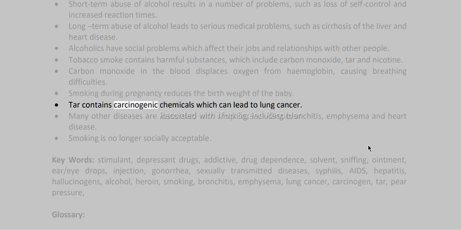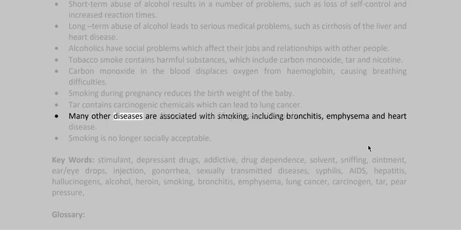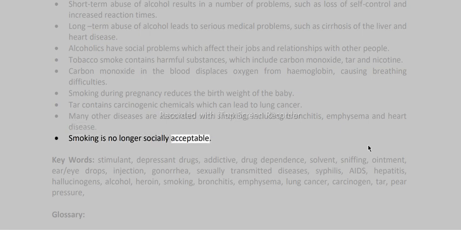Tar contains carcinogenic chemicals which can lead to lung cancer. Many other diseases are associated with smoking, including bronchitis, emphysema, and heart disease. Smoking is no longer socially acceptable.